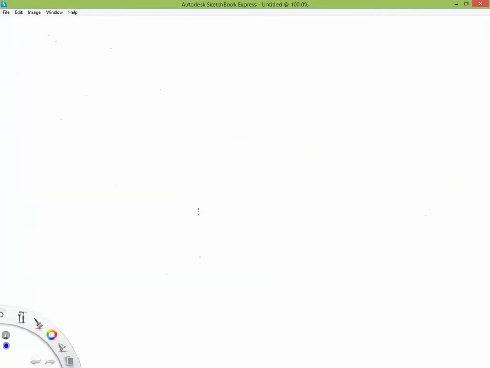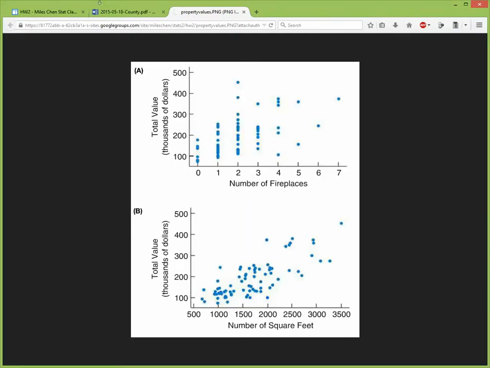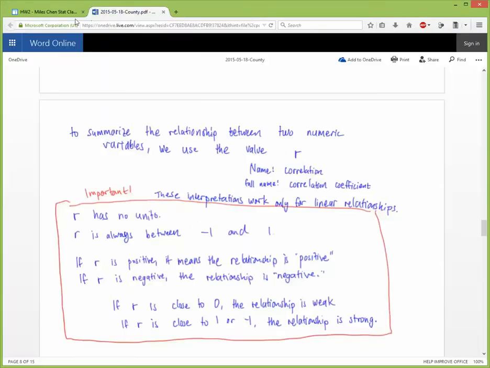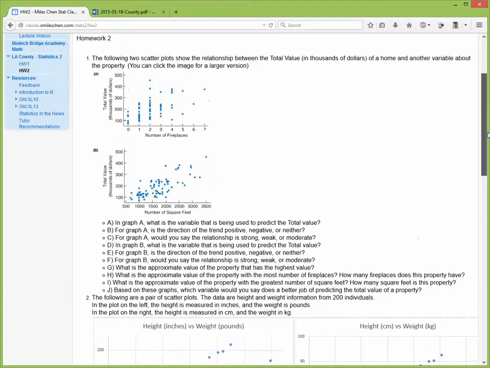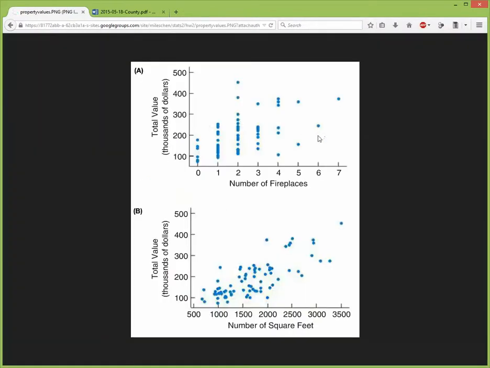I'm hoping this problem went okay with everybody. Yes, letter H: what's the approximate value of the property with the most number of fireplaces? Sure, what's your question? The most number of fireplaces.